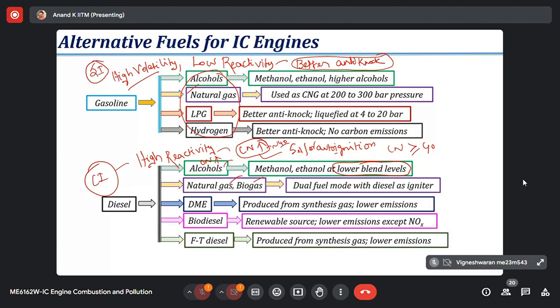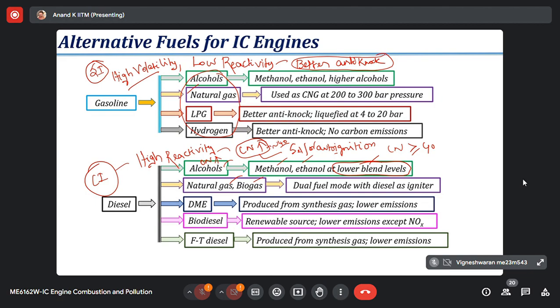So here you should note that when you increase the carbon chain of alcohol, the octane number will come down and the cetane number will increase. Higher carbon chain alcohol will have better cetane number. That is also an important point to be noted. But generally, these fuels will have high octane or low cetane, so you have to use it at lower blend level. Otherwise you will have a problem of self-ignition. But the interest again in using alcohol fuel for CI engine is emission reduction. I will talk about it.